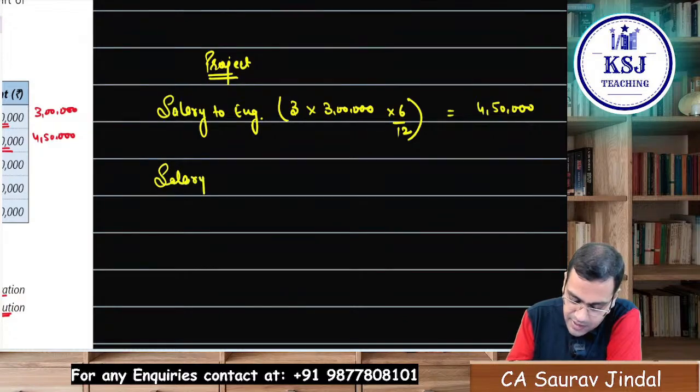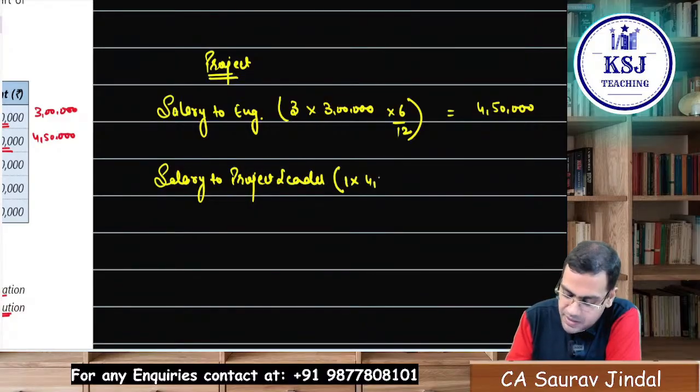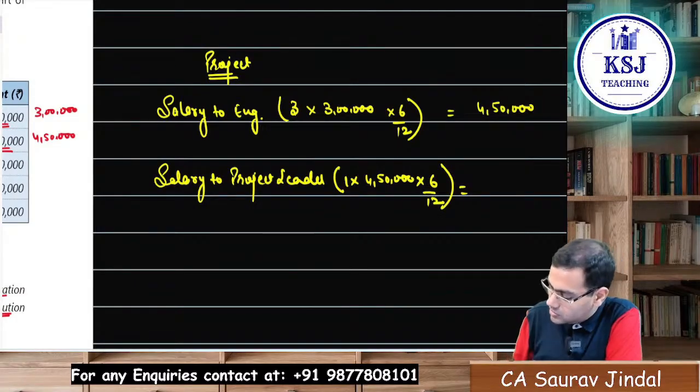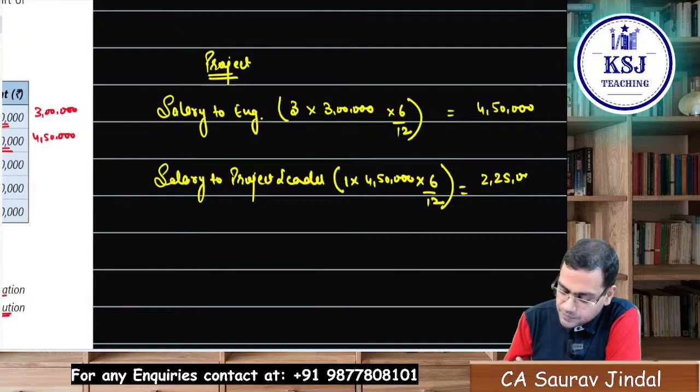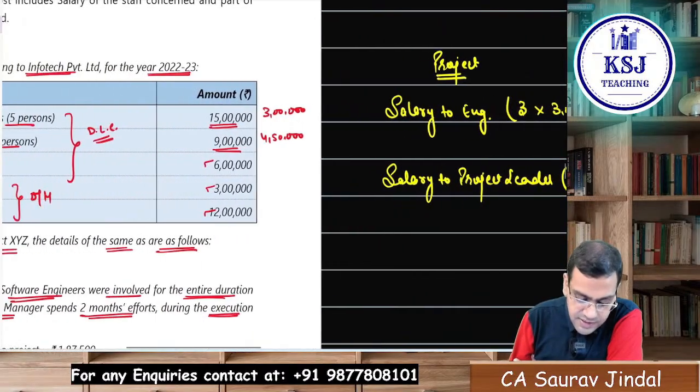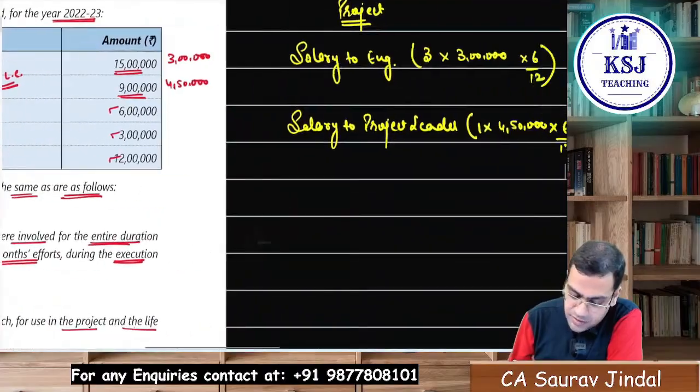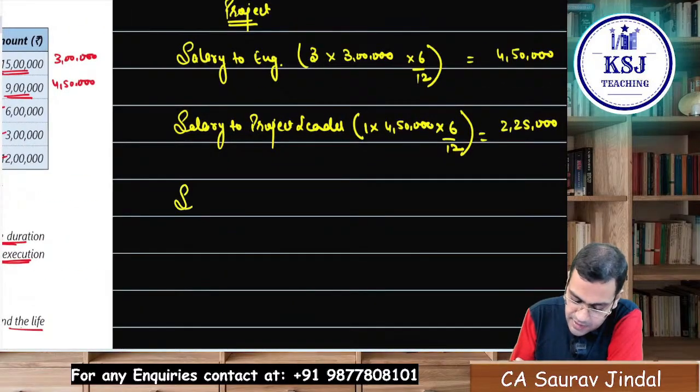Then salary to project leader. How many leaders are involved, sir? 1 leader is involved. He is being paid 4,50,000, but for 6 months only, sir. So divided by 2, that is 2,25,000. Next is salary to the project manager. Salary to project manager, sir.